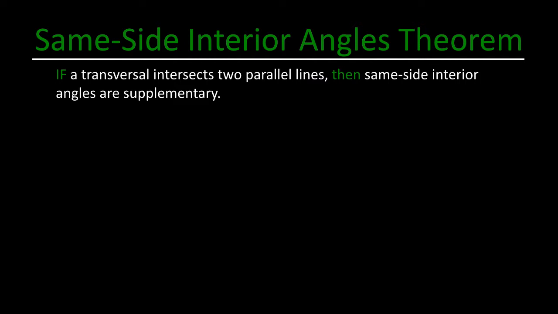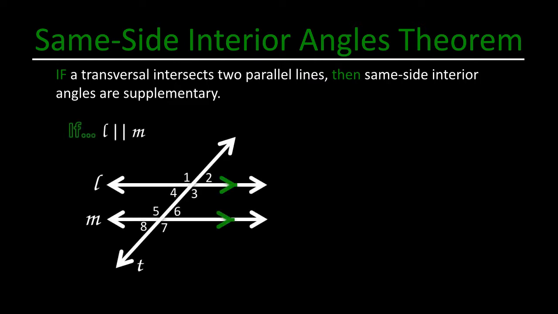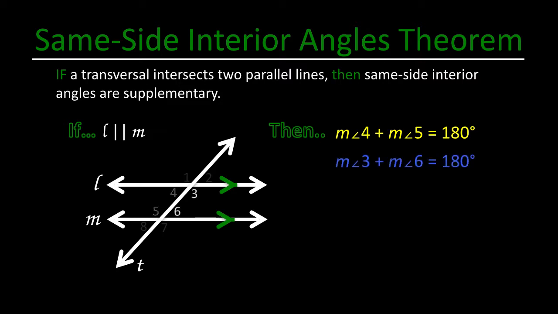What does it mean to be supplementary again? Our angle pairs will equal 180 degrees. So if I'm given line L is parallel to line M, then we have the measure of angle 4 plus the measure of angle 5 equals 180 degrees, and also the measure of angle 6 plus the measure of angle 3 is equal to 180 degrees as well.